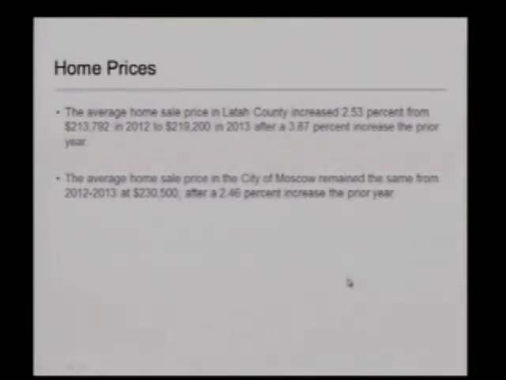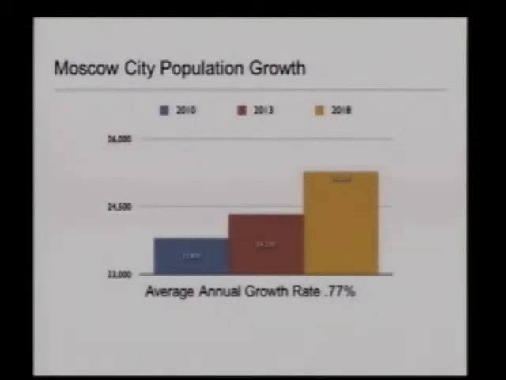Home prices: average home sale prices in Latah County increased 2.53% from $213,792 in 2012 to $219,200 in 2013, after a 3.87% increase the prior year. The average home sale price in the city of Moscow remained the same from 2012 to 2013 at $235,000, after a 2.46% increase the prior year. Population growth is very slow. An annual growth rate average of 0.77% is forecasted through 2018.